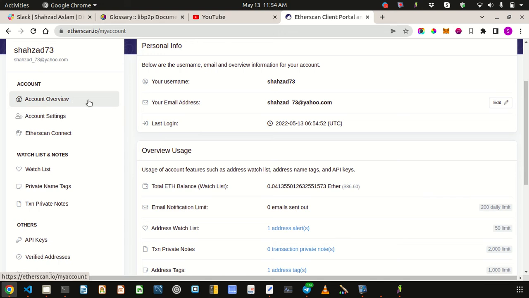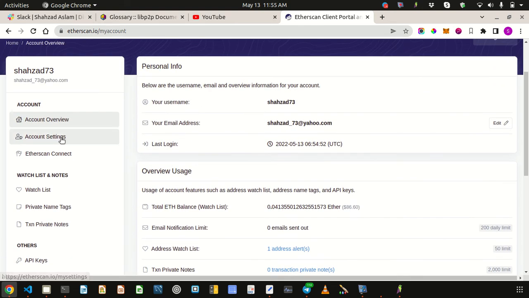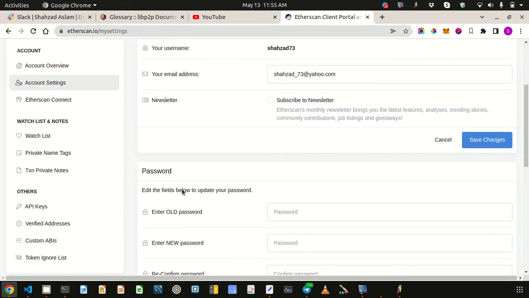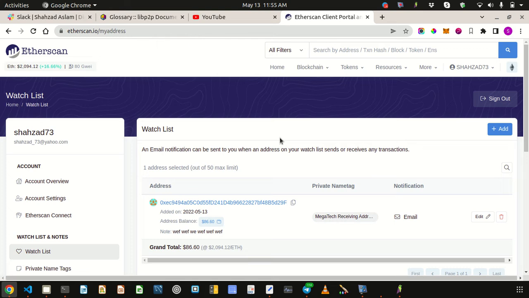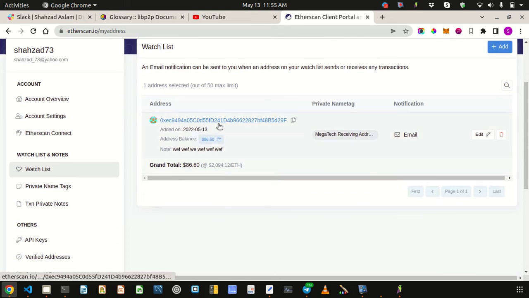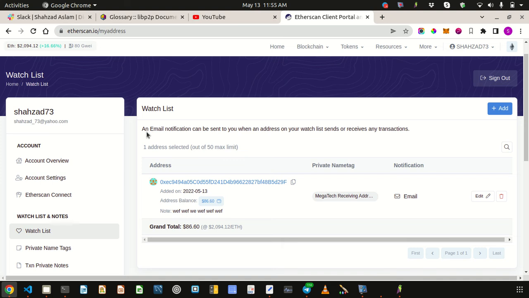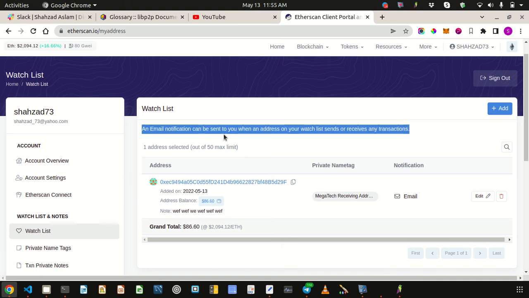You can see the account information, my username, email address, and some other information. Click on the account settings. You can change your account password and some other links. So these are some of the functionalities that you can get access to. For example, one functionality is the watch list, and you can see that I have one watch list address. What it says is that an email notification can be sent to you when an address on your watch list sends or receives any transaction.